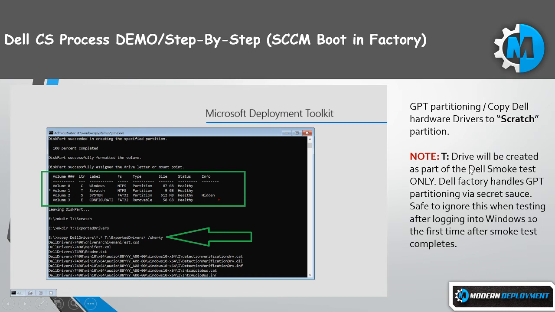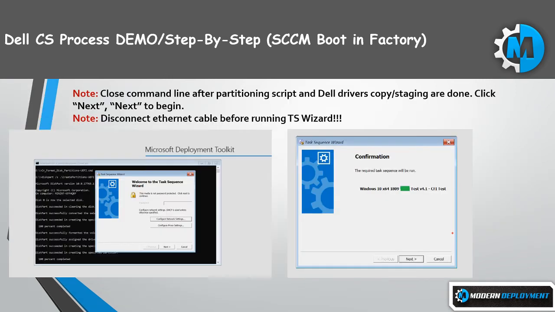Don't worry about that T drive after the fact. You're just doing this for testing purposes. When you do this submission in the factory, that scratch space won't exist. That T drive, any sort of scratch space, it'll be deleted, it'll be cleaned up. The partitioning will just be C, right, for Windows 10. So then when that script is successfully finished running, you can close that command prompt window, hit next, multiple times.